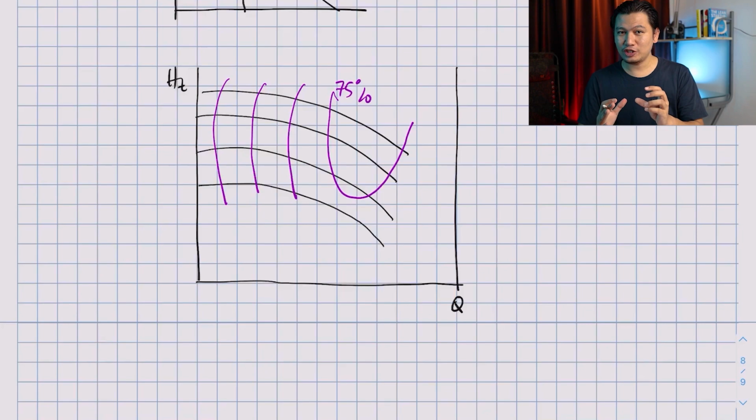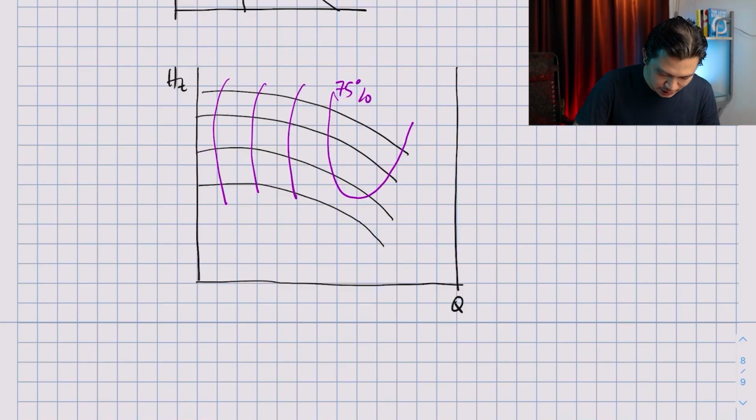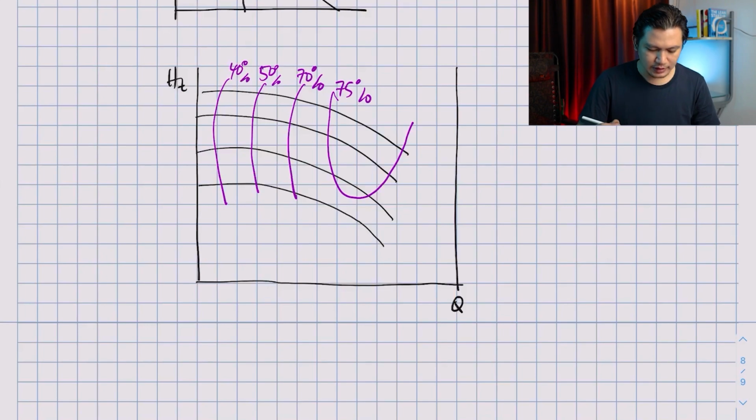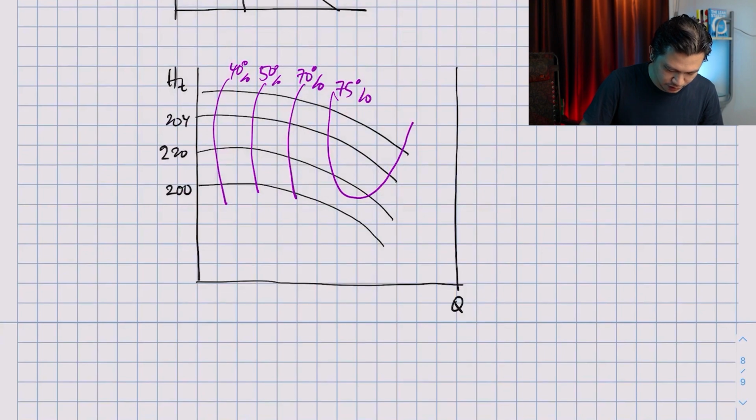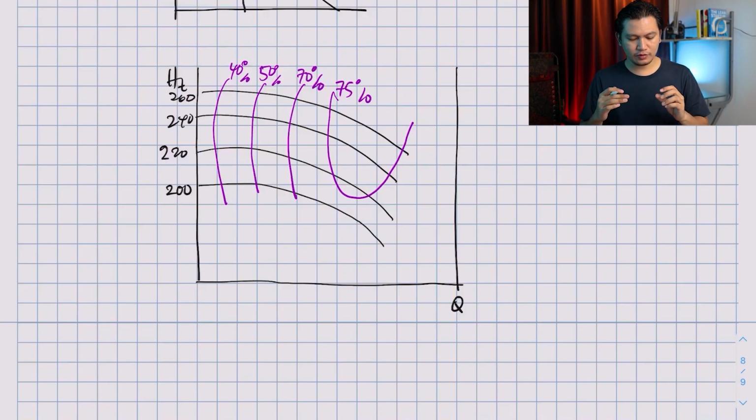Okay, and as you reduce the flow rate, the efficiency will be reduced, right? And so this is, let's say, 70%. Okay, and then this could be 50%, and this could be 40%, right? And let's say the diameter, I told you that this line could be with a 200 millimeter impeller diameter. So this could be 220, 240, and 260. Right, so the higher the diameter, the higher the HT.